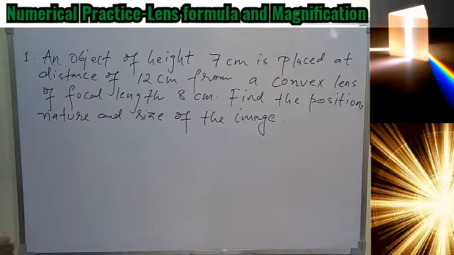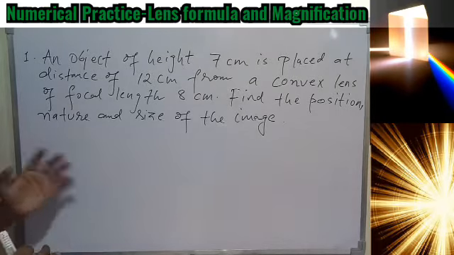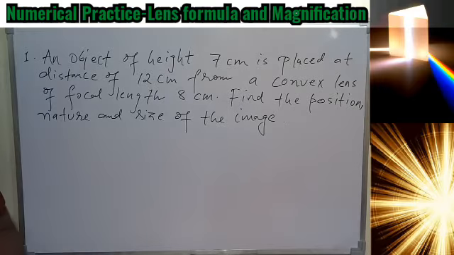So very first let's read out. An object of height 7 cm is placed at distance of 12 cm from a convex lens of focal length 8 cm. Find the position, nature and size of image.